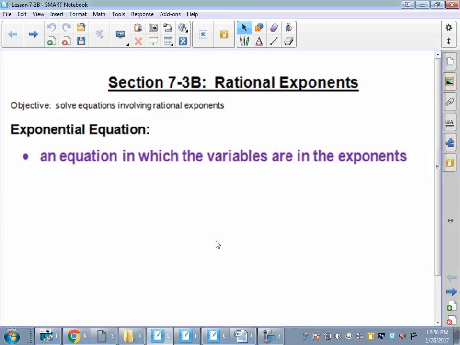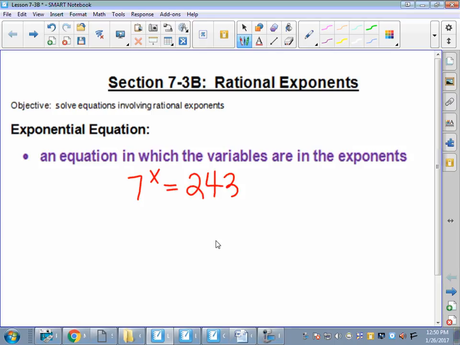Looks very strange, so we might have something like 7 to the x equals 243, or other strange looking ones if you look at the examples. But notice our variable is an exponent. It's not 7 times x equals 243, it's 7 to the x power. So our variable is an exponent. So let's talk about what to do with these guys.